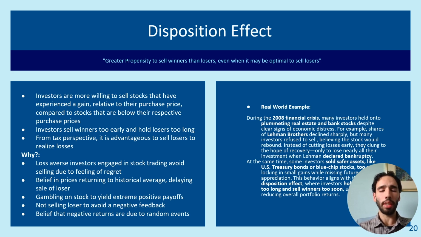In a real-world example, we saw during the 2008 financial crisis, many investors refused to sell plummeting real estate and bank stocks, believing they would recover. A notable case was Lehman Brothers. Despite a steep decline, many held on, hoping for a rebound, only to lose nearly their entire investment when the firm went bankrupt. Conversely, some investors sell safer assets, such as treasury bonds, too early, missing out on further gains.